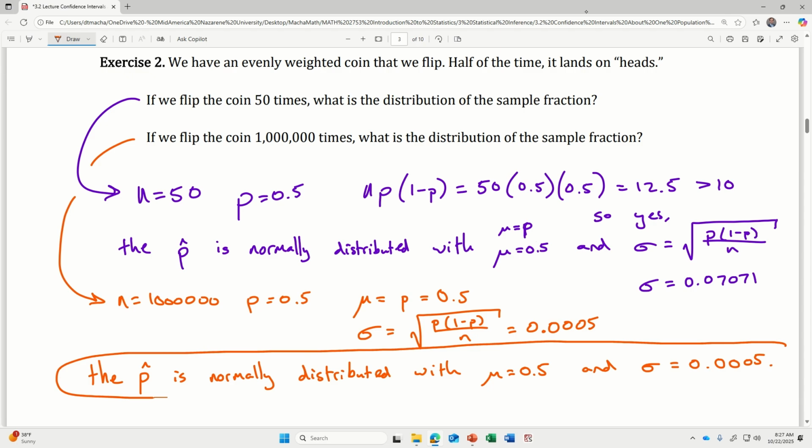That's my answer. And so the difference between the purple case and the orange case, they both have the same mean. They have the same underlying population fraction. And so whenever I take any number of samples, sample size of 50 or sample size of 1,000,000, it doesn't matter. The mean of that distribution for the sample fraction should still be the population fraction. But the only difference here is that my standard deviation of the distribution has shrunk by a lot. Instead of having a standard deviation 0.07, now I've got a standard deviation of a super tiny number.